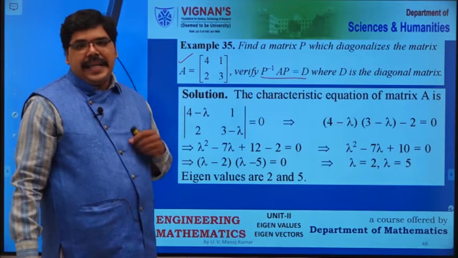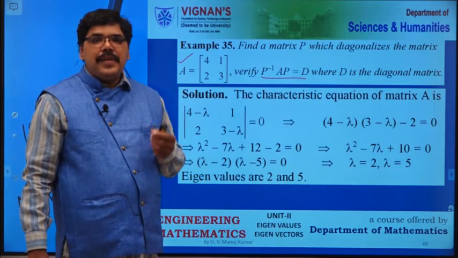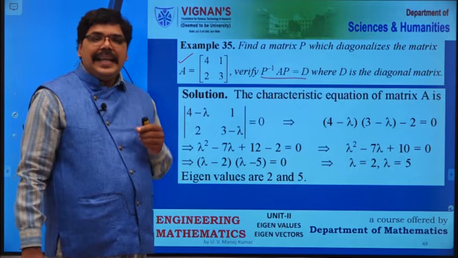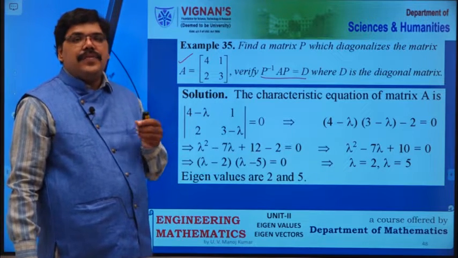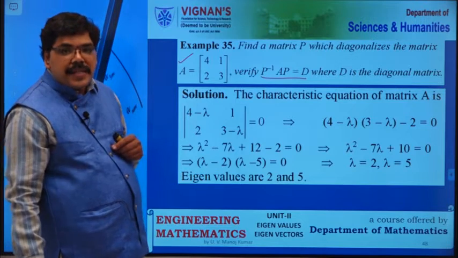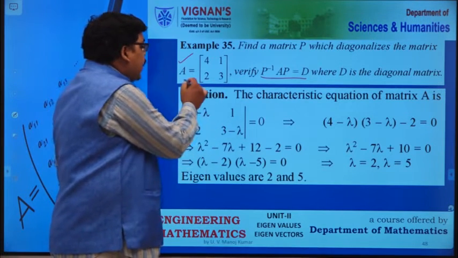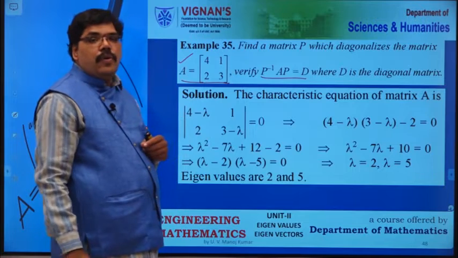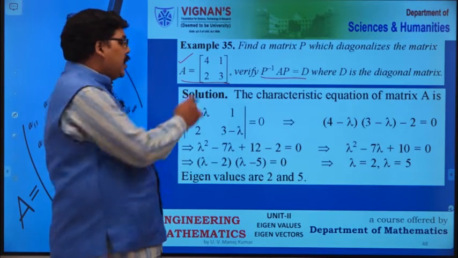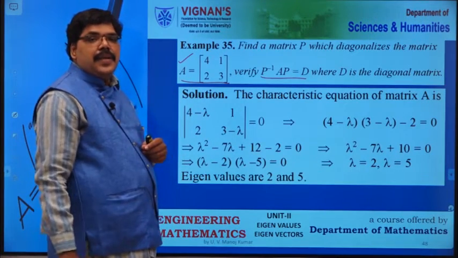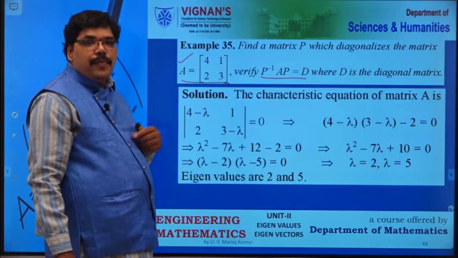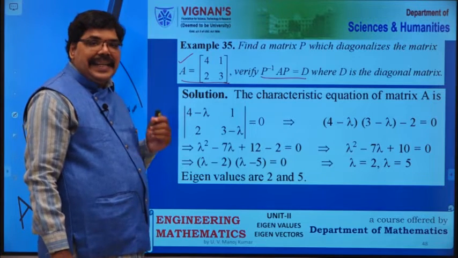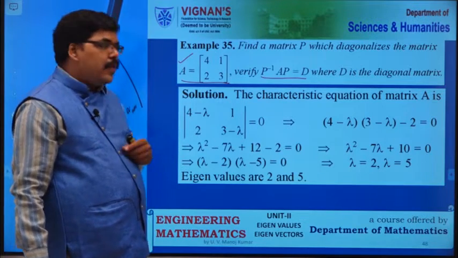So we start with eigenvalues. How to find eigenvalues of the given matrix? For calculating eigenvalues, we first write the characteristic equation of the given matrix. What is the given matrix? The given matrix A is 4, 1, 2, 3. This is the given matrix. So I want to write its characteristic equation. What is the characteristic equation? Det(A minus lambda I) equals 0.